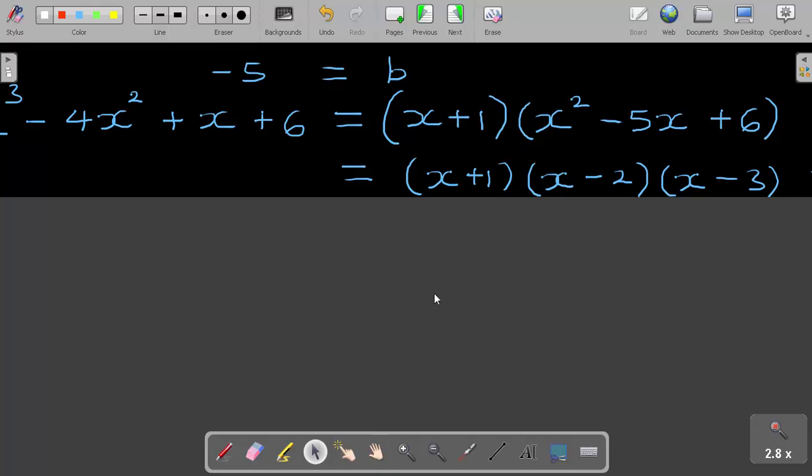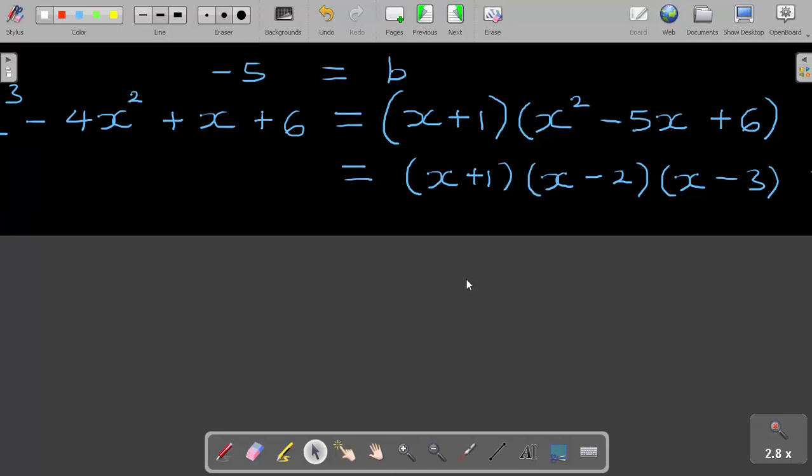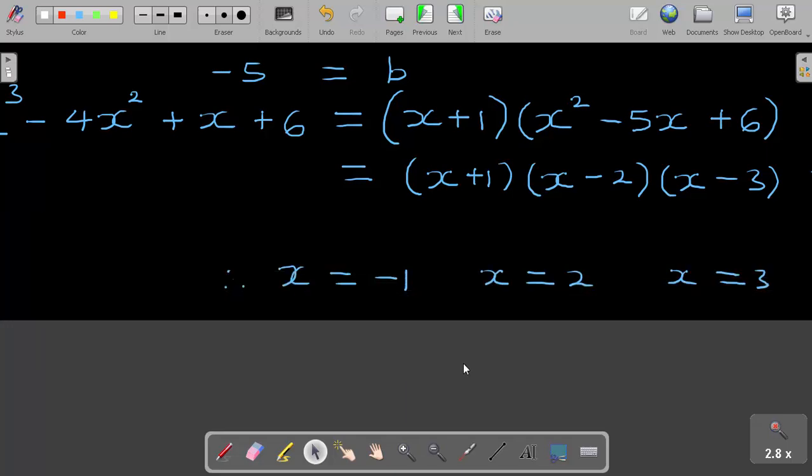So meaning that in this particular case, I can have my answers like this. I can say either x equals negative 1, that is from here after equating to 0, or x equals positive 2, which comes from here, or x equals positive 3, which comes from here as well. So that's how we solve this equation. We have another example, don't worry about it. Let's continue, check it out now.